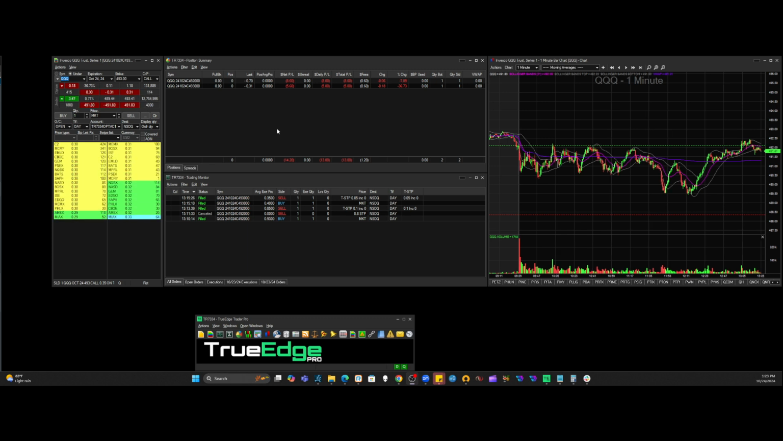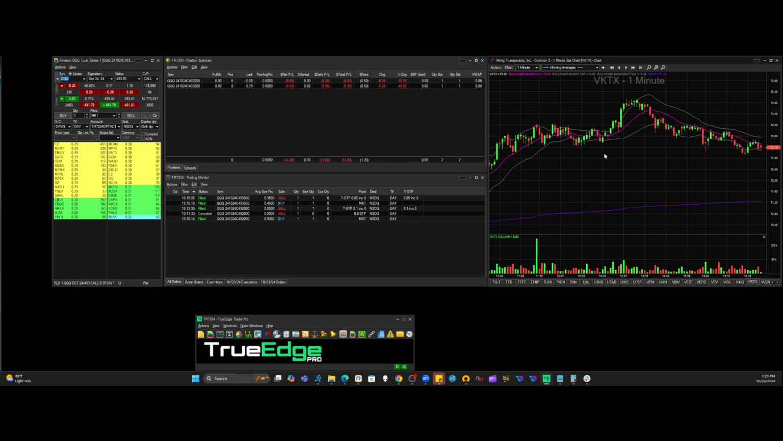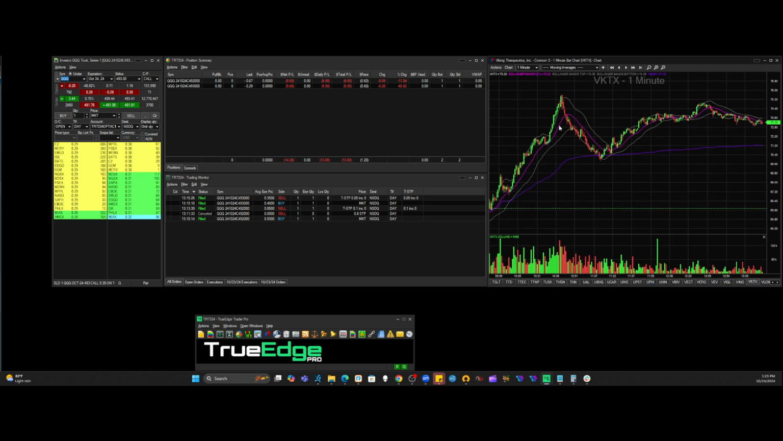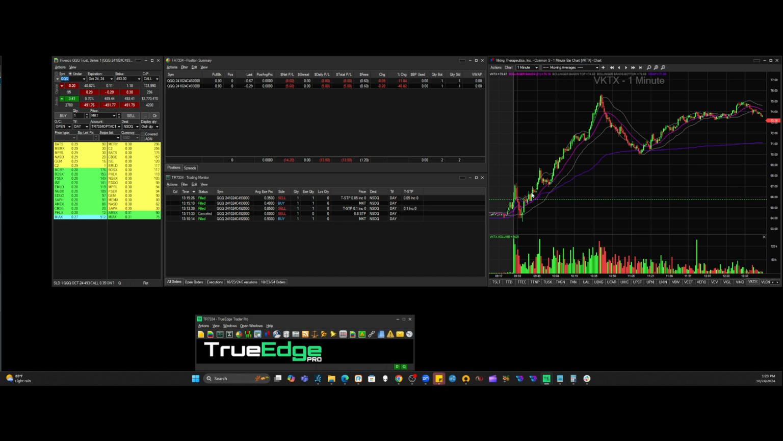Now, on the TrueEdge software, we're able to see a chart of the stock price, but we cannot see a chart of the options price. In general, when you're trading options, you should be making your decisions based upon where the stock price has gone. So, for example, let's say we were looking at VKTX, which had a really nice move today. And let's say we had a call options position, and we are holding that position all the way up to here, and then the stock starts to come down.